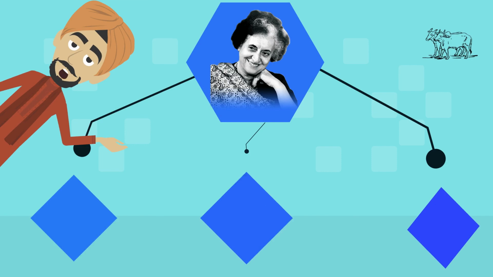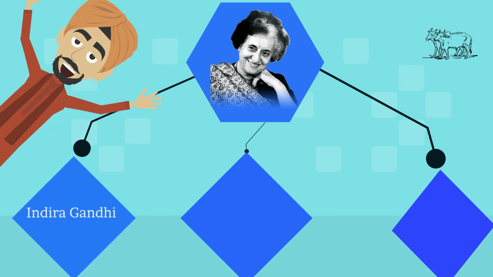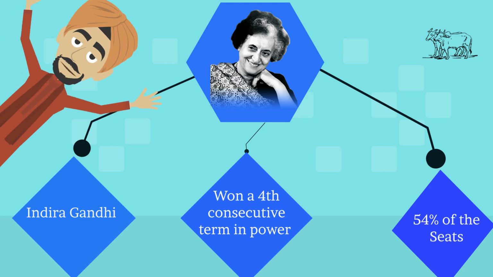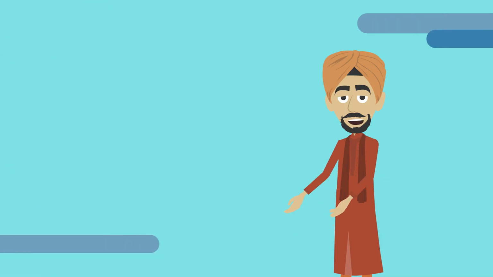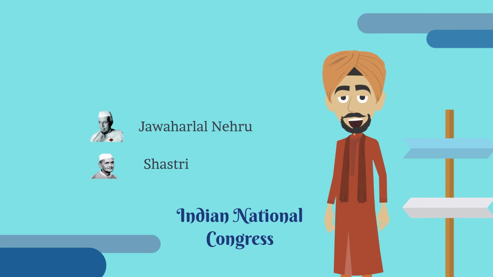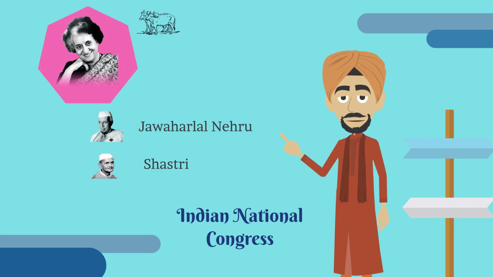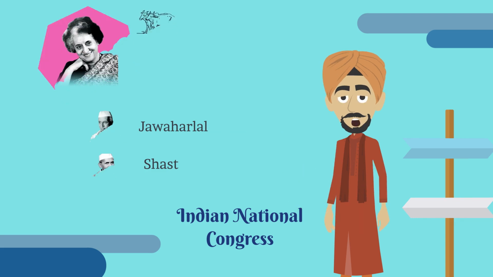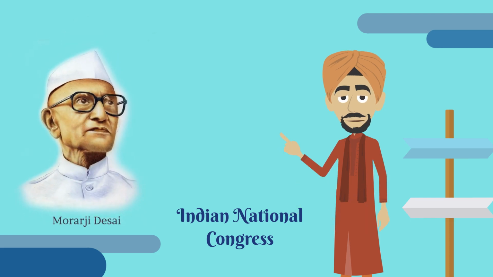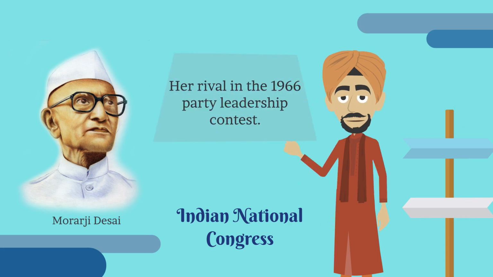Under the leadership of Srimati Indira Gandhi, the Indian National Congress won a 4th consecutive term to power with over 54% of the seats. Internal divisions were emerging in the Indian National Congress, and its two popular leaders, Nehru and Shastri, had both died. Srimati Indira Gandhi had succeeded Shastri as the leader, but a rift had emerged between her and the Deputy Prime Minister, Morarji Desai, who had been a rival in the 1966 party leadership contest.